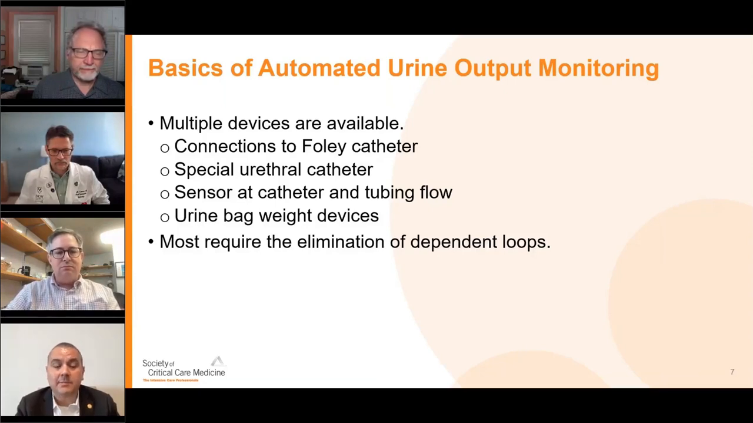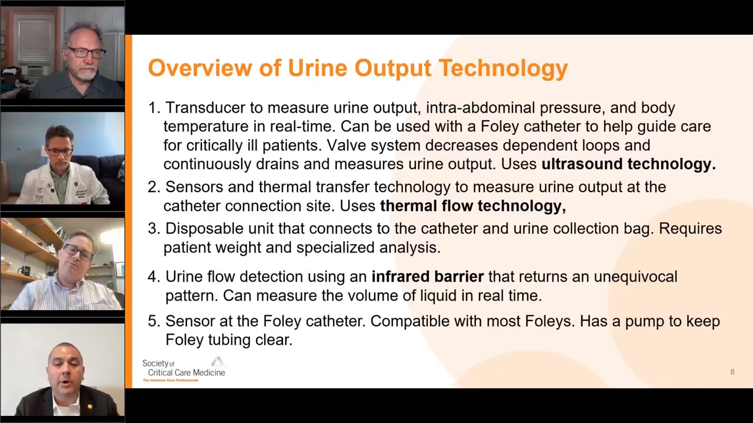As you would expect, most of these devices require the elimination of dependent loops because those loops will adjust pressure and will impact the amount of flow coming out of that urinary catheter device. So no matter which device we're talking about, a lot of them are really trying to eliminate dependent loops and making sure that we have appropriate measurement of that forward flow of our urine output devices.